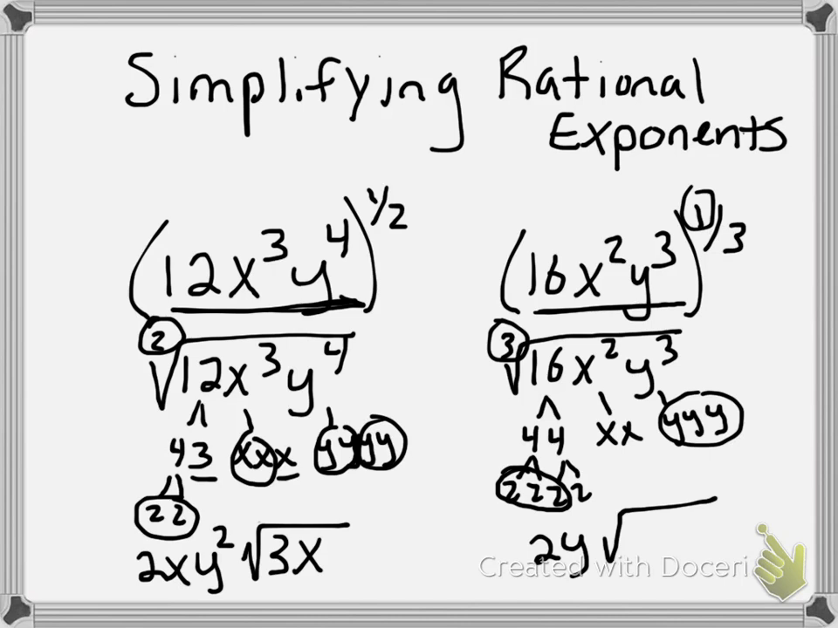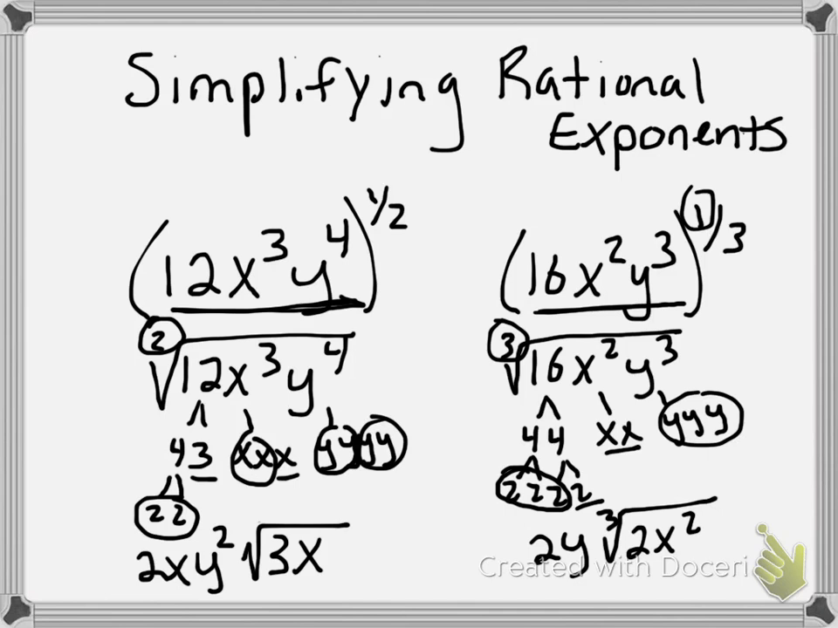The part that most students tend to forget is they forget to write their index of 3, because if something doesn't have an index, it's assumed to be a 2. So if you're dealing with cube roots, you do have to remember to put that index of 3. Again, leftovers go back under the radical, so the 2, both of those x's, and that's our simplified. So that's what we did previously. We did those types of problems.